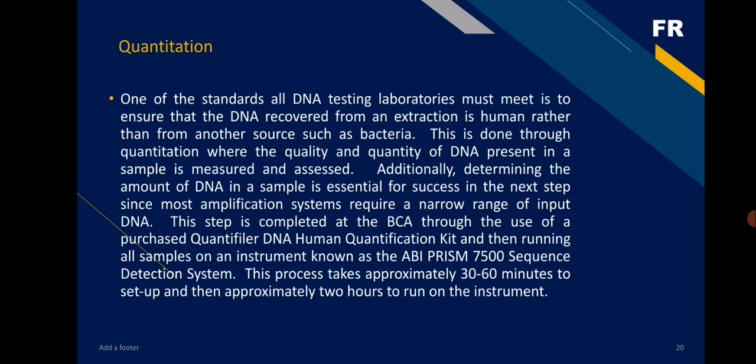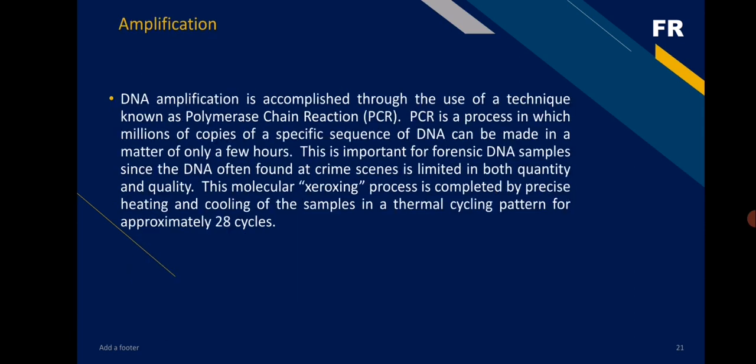This is completed at BCA through the use of a purchased Quantifiler Human DNA Quantification Kit, and then running all the samples in the instrument known as the ABI Prism 7500 Sequence Detection System. This process takes approximately 30 to 60 minutes to set up and then approximately 2 hours to run on the instrument. Next is the amplification.